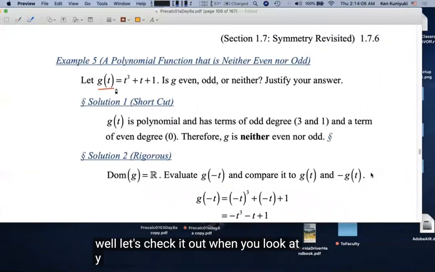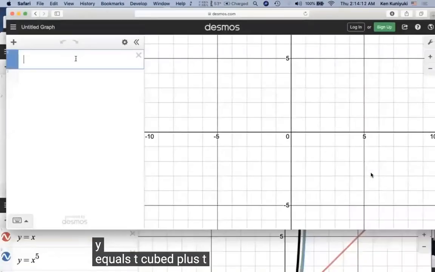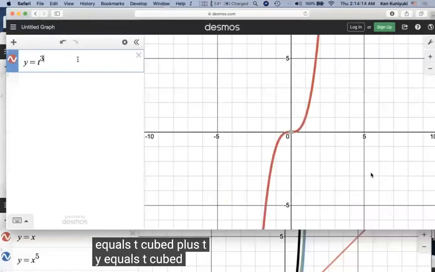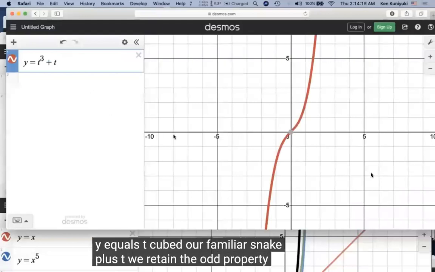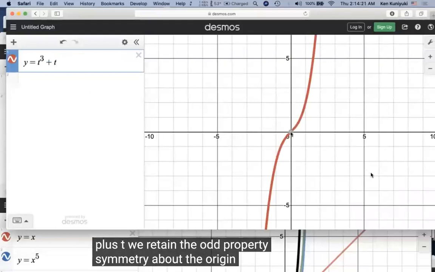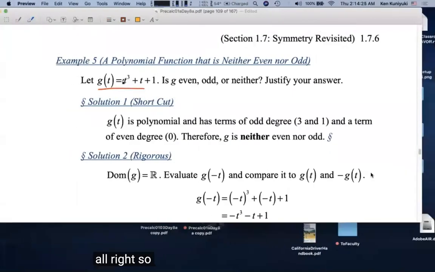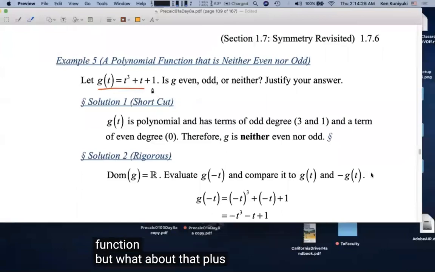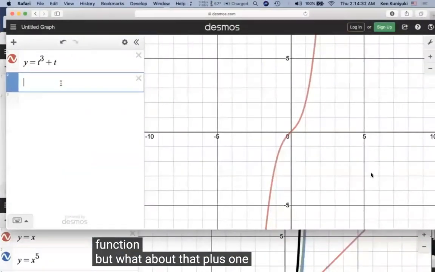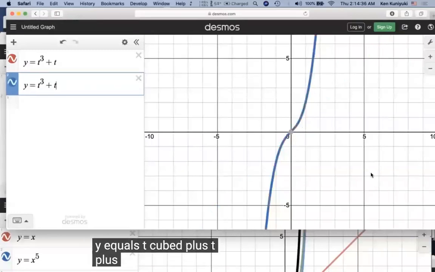When you look at y equals t cubed plus t, y equals t cubed, our familiar snake, plus t, we retain the odd property, symmetry about the origin. So this here represents an odd function. But what about that plus 1? Y equals t cubed plus t plus 1. What happens?